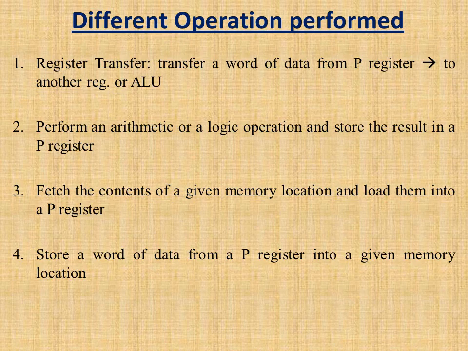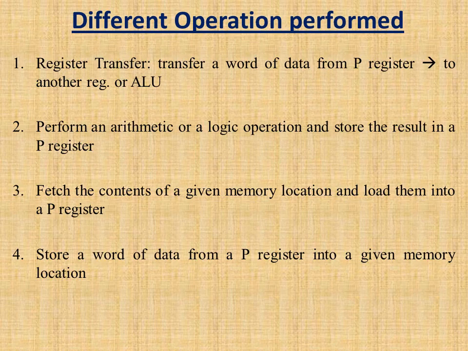The second operation is the obvious one. The main job of the CPU, the processor, is to perform the arithmetic and logical operations, which is nothing but the second category. The third category is fetching the contents. The contents can be data or instruction from a memory location, and load it into the processor. That is nothing but taking something from the memory and putting it into the processor.